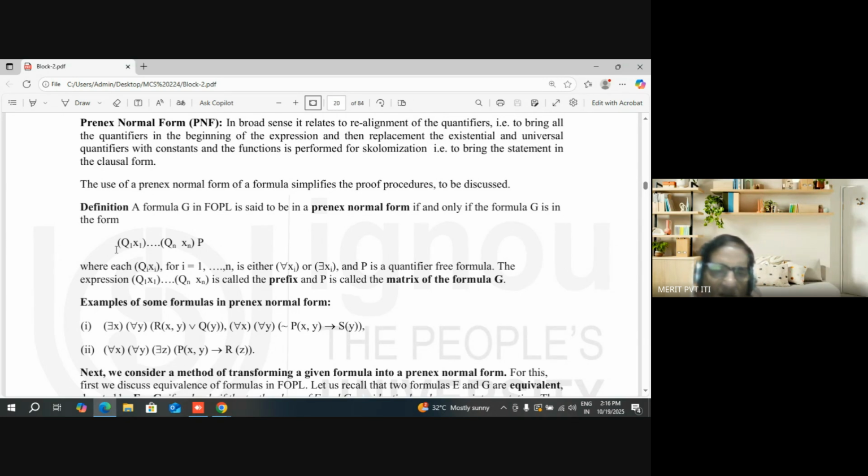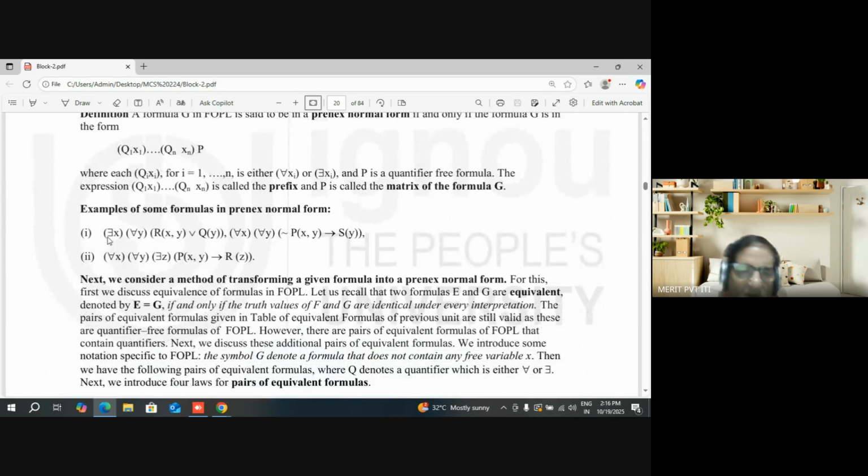Q1x1 to Qpxp. So similarly, an example of a formula in prenex normal form is there exists x, for all y, (R(x,y) or Q(y)); for all x, for all y, P(x,y) implies S(y). So उसका ये reduce होके ये हो जाता है.